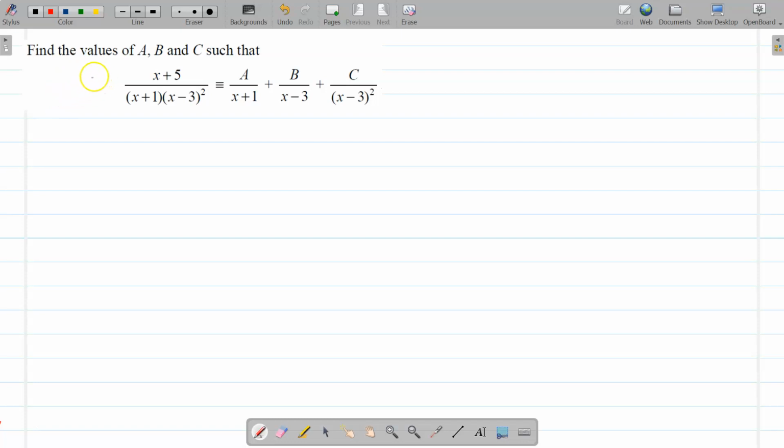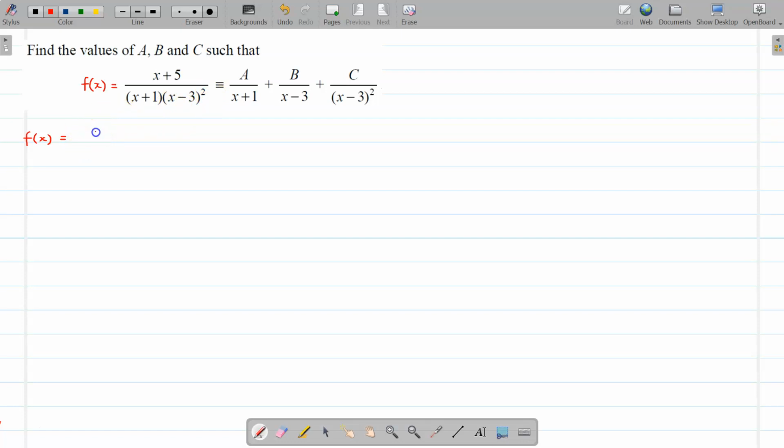So if I just call this thing f of x to save me writing it down as it is over and over again, I can now say that f of x is going to be written as the sum of three fractions with numerators a, b and c. They're all going to have a common denominator, and the lowest common denominator of all of this stuff is x plus 1 times x minus 3 squared.